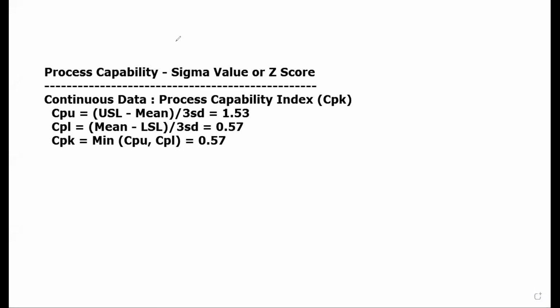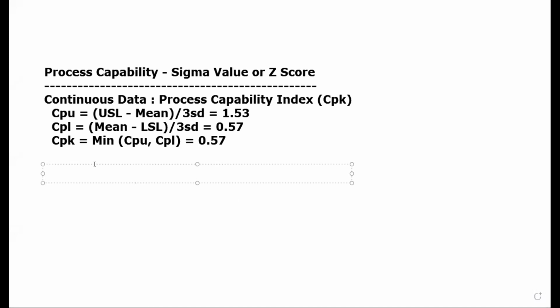CPK, we have already talked about that. In order to calculate your process capability or sigma value or Z score, we have to always calculate our CPK, the way I have shown. Ideally, you don't have to calculate it manually. Minitab will calculate for you, but I thought I will explain this with a concept for you to better understand. We will do the exercises after this.